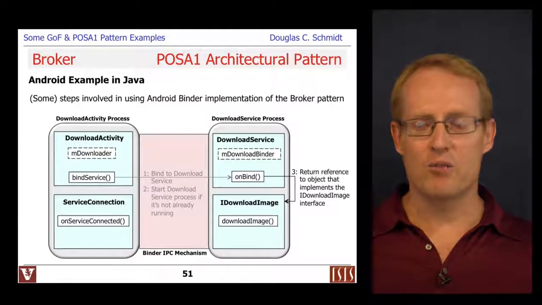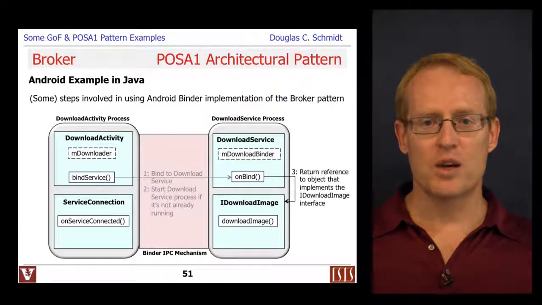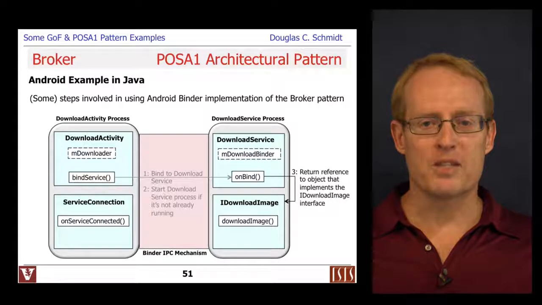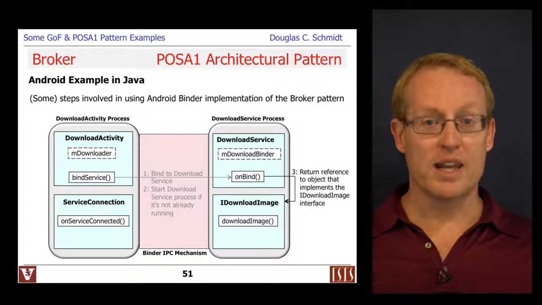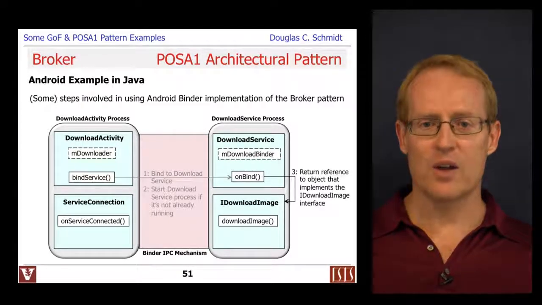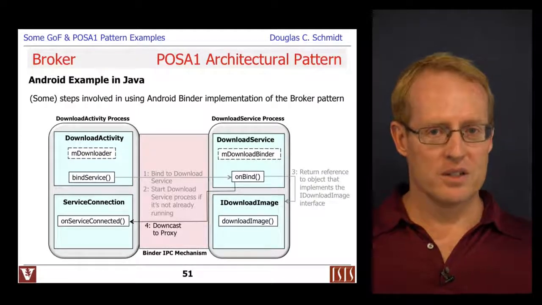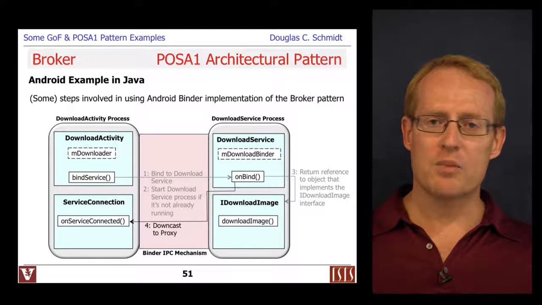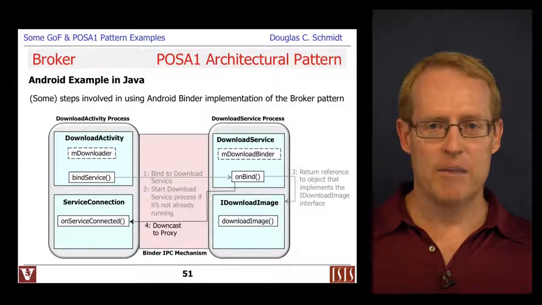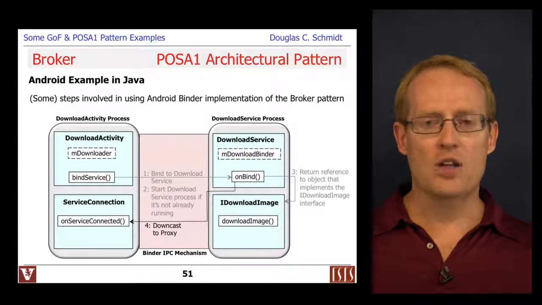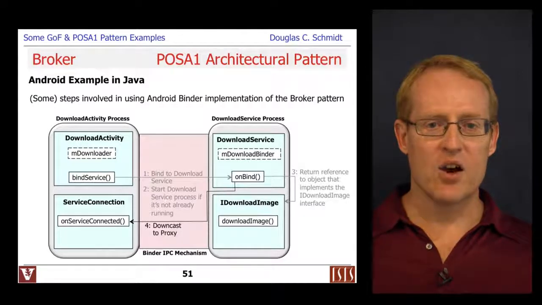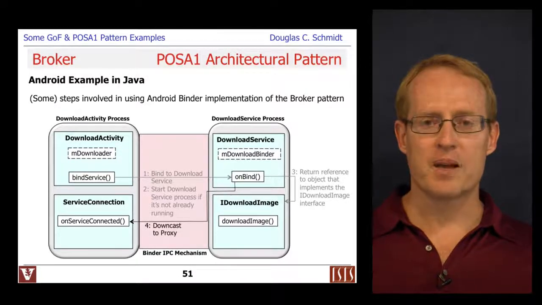OnBind turns around and returns an object reference to an object that implements the interface in question. In this particular case, it's the iDownloadImage interface. And that gets sent back to the client process, where it comes back through a callback mechanism known as the onServiceConnect hook method on something called a service connection.